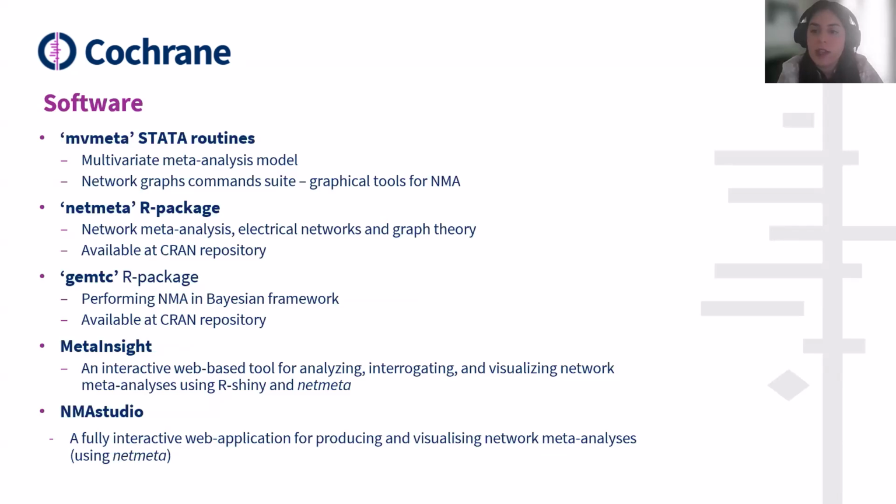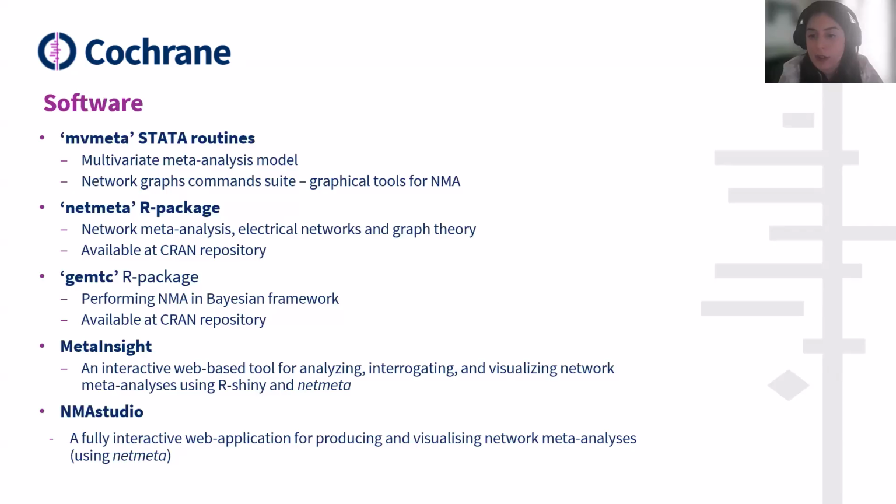To conduct a network meta-analysis, there are several options currently available. In Stata, one can use the mvmeta routines to apply a multivariate meta-analysis model. Additionally, in Stata, there is also a suite of commands for generating network graphs and graphical displays. The netmeta R package allows for conducting network meta-analysis within a frequentist framework, including also many graph options. The gemtc R package facilitates network meta-analysis using a Bayesian approach. Both packages are available on the CRAN repository.